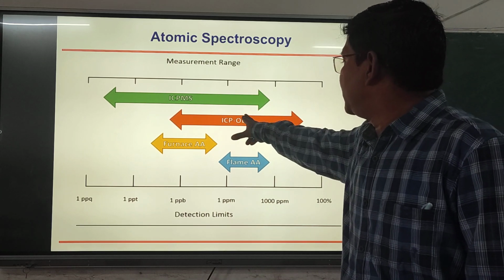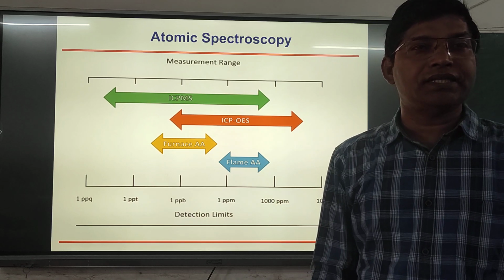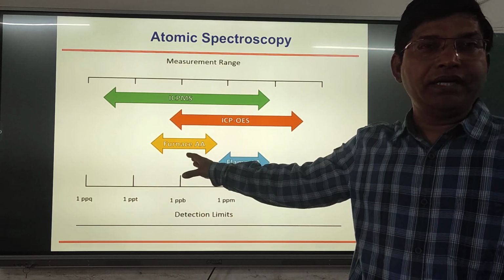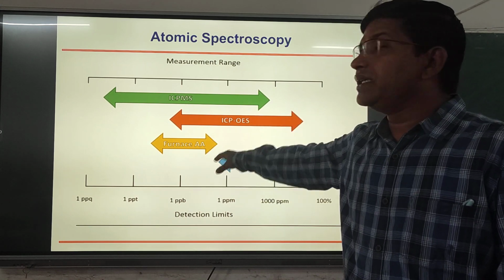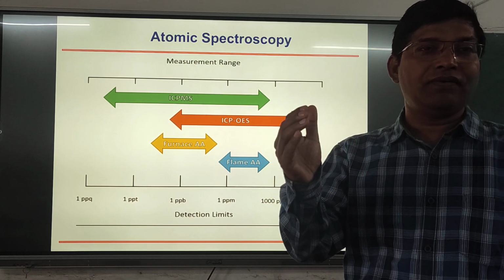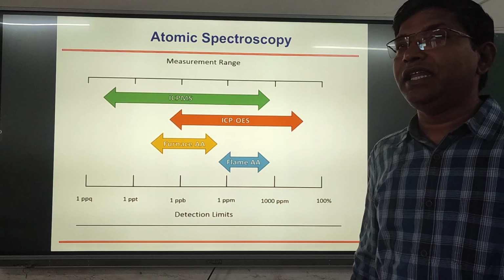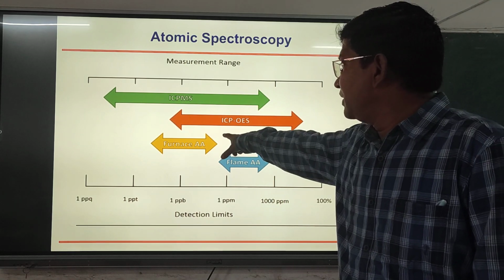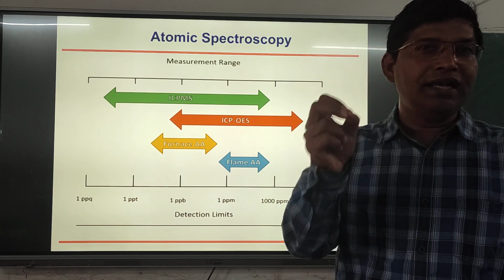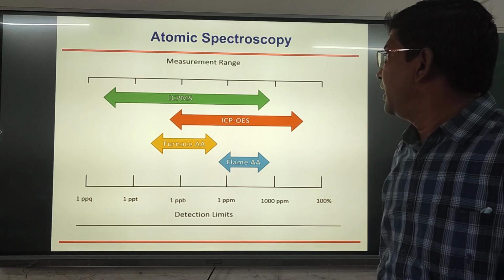Similarly, the range for ICP AES is the same as a graphite furnace. But the advantage of ICP AES is that it is a multi-element technique. At a time we can analyze several elements from the sample, but graphite furnace or flame AES is a single element technique, so it will take a long time for analysis of a sample.